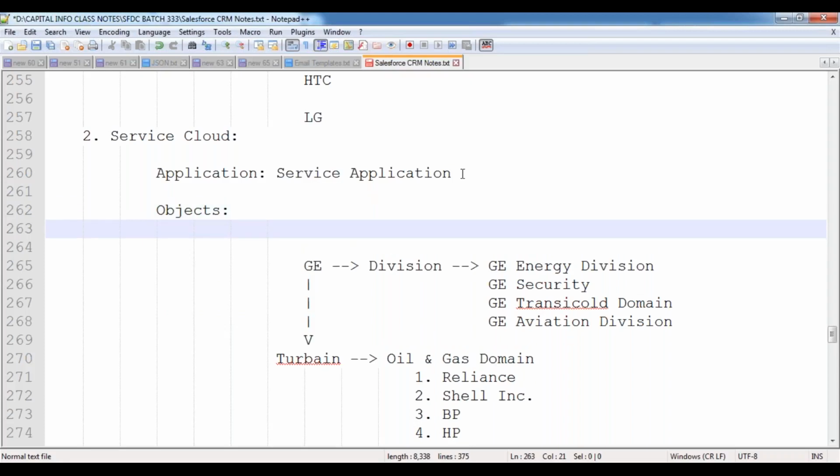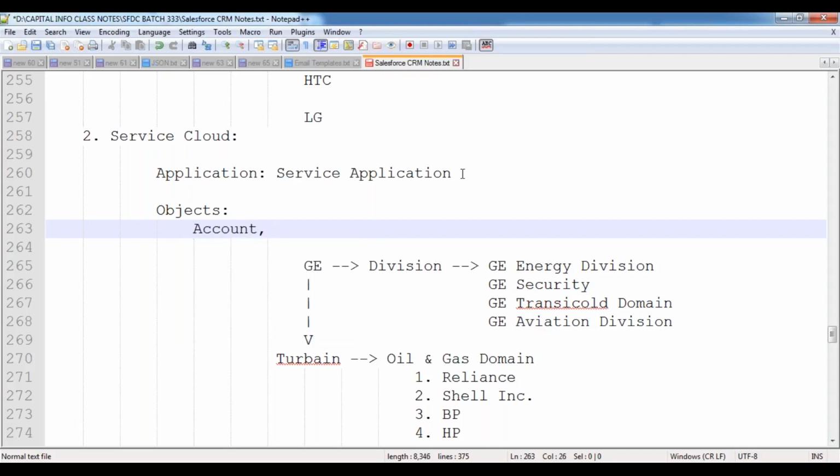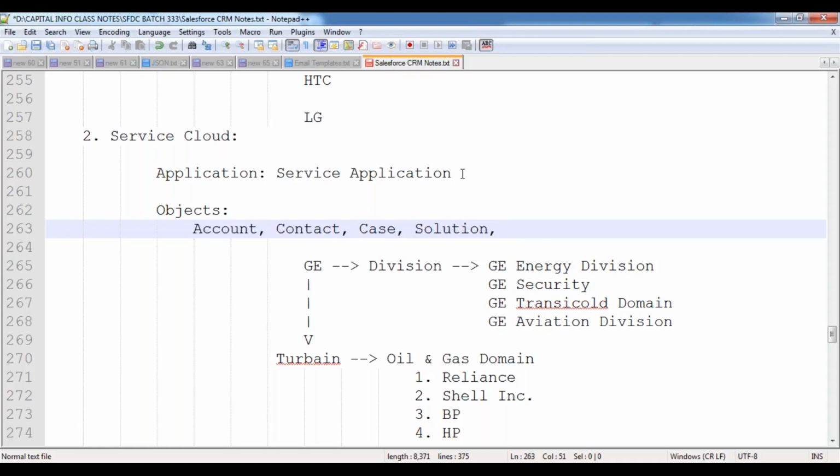That means to store the service related data, what are the various tables that we are using? We are using various tables like Account, nothing but the customer, for which customer we have given the service. Contact, what is the contact details of that customer? Case, what is the complaint he has raised? Solution, what is the solution we have offered?